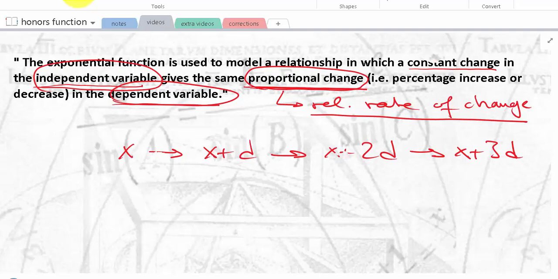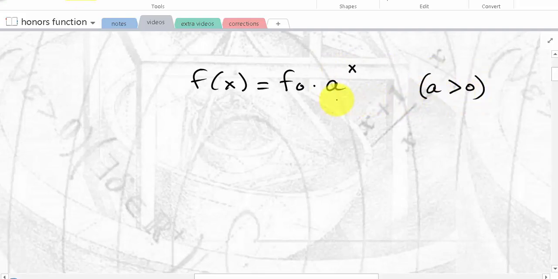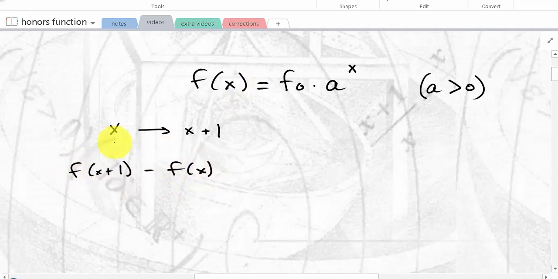Let's try to understand that. To understand it, I'm going to take an exponential function base a right here. And we know that a has to be positive. I'm going to look at the relative rate of change when the input increases by 1 unit. So from x, I go to x plus 1. Let's check out the relative rate of change, shall we? f of x plus 1 minus f of x. Now, this is called the total difference, you remember? Divided by, not x plus 1 minus x, that would be the average rate of change, but divided by the original output, f of x.